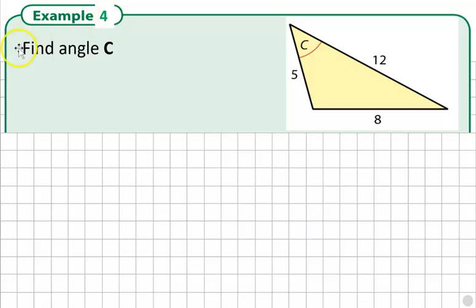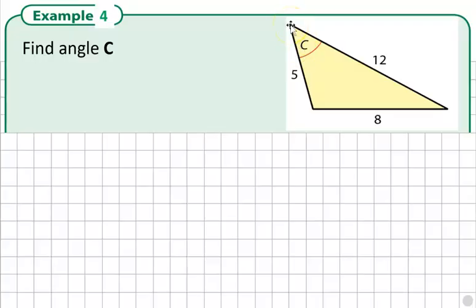Example 4. Find angle C. So we have a non-right angle triangle, and we're trying to find an unknown angle. So we can either use the sine rule or the cosine rule. If you were to try the sine rule, you would realize that it doesn't work. You don't have enough information for it to work. So we would then try the cosine rule.